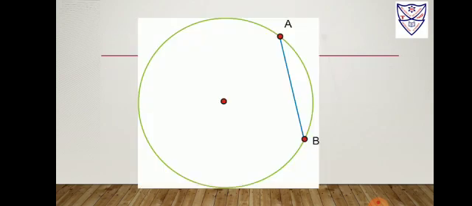So students, what is a chord? A chord is a line segment that joins the 2 points on the circumference of a circle. So here you can see that line segment AB is a chord of a circle. Now let us understand more about diameter.